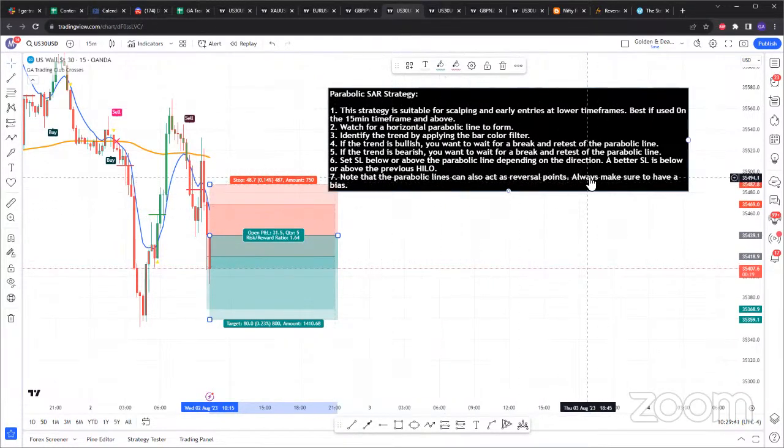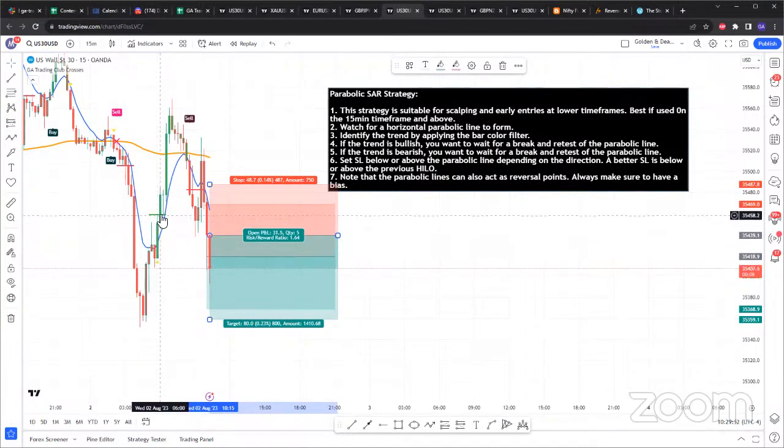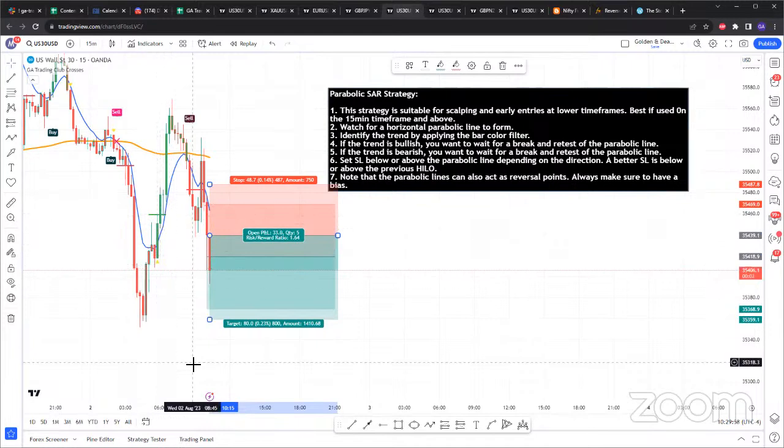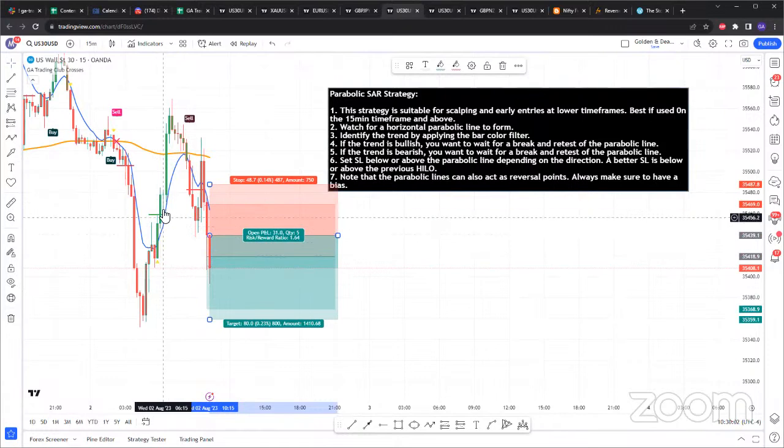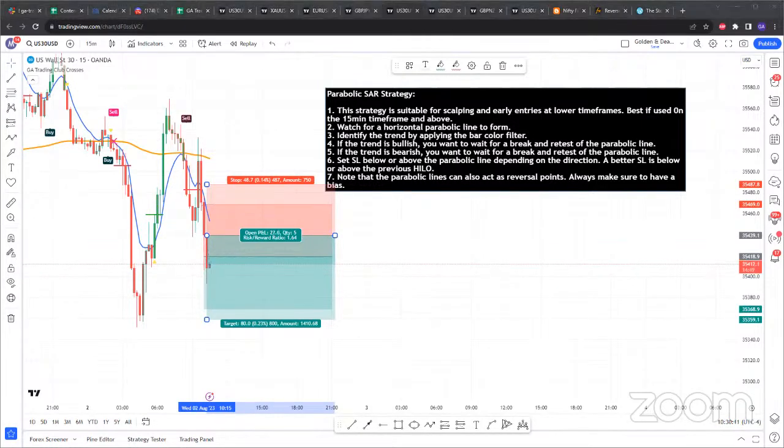So note the parabolic lines, as I explained, can also act as reversal points. This is why it's important to have a bias, because here price could have easily touched this parabolic, and you'll notice that price sticks to these parabolics. So here price could have easily tested this and rejected to the downside. This is the importance of always making sure that you're trading with the trend, and the bar color filter will help you identify what the trend is. So hopefully that makes sense.